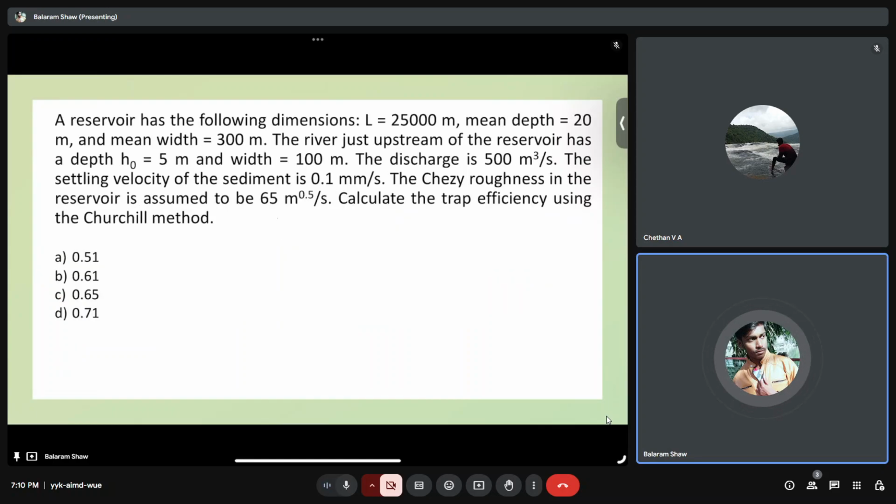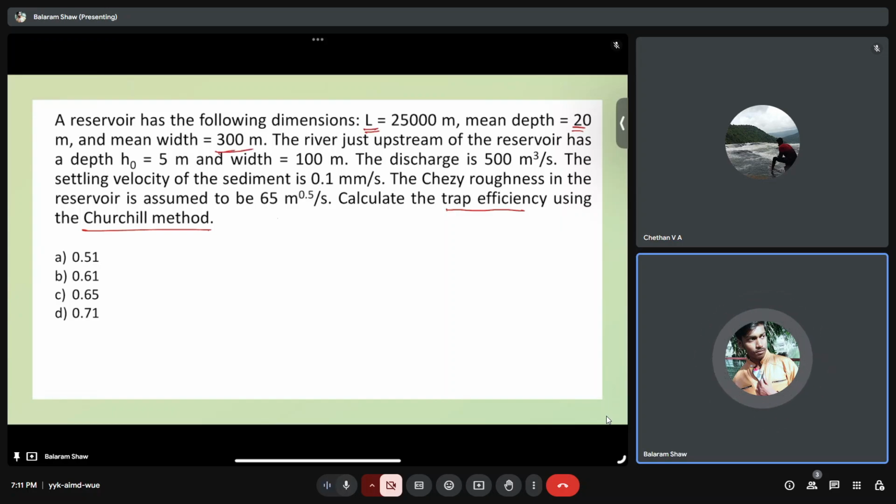Okay, so the next question is related to calculating the trap efficiency using the Churchill method. So in the Churchill method, how do we start? You just read this once. The reservoir has the following dimensions: L is the reservoir length, L equals 25,000 meter. Mean depth is 20 meter, and the mean width is 300 meter.